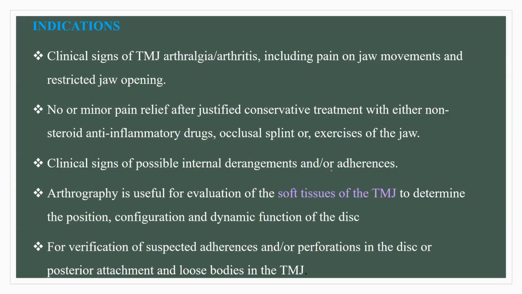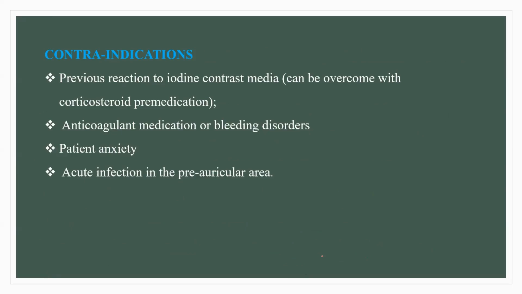Clinical signs of possible internal derangement or adherences: with the clinical examination, we come to a diagnosis of internal derangement, so then we can go for an arthrography. It is also useful for evaluation of soft tissues of the TMJ to determine the position, configuration, and dynamic function of the TM joint. Then, for verification of suspected adherences and perforation, this is an important thing, which is not seen with the help of MRI. So that is also done with arthrography.